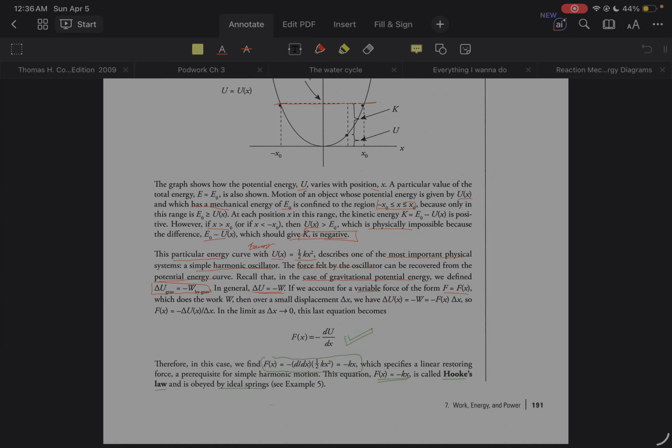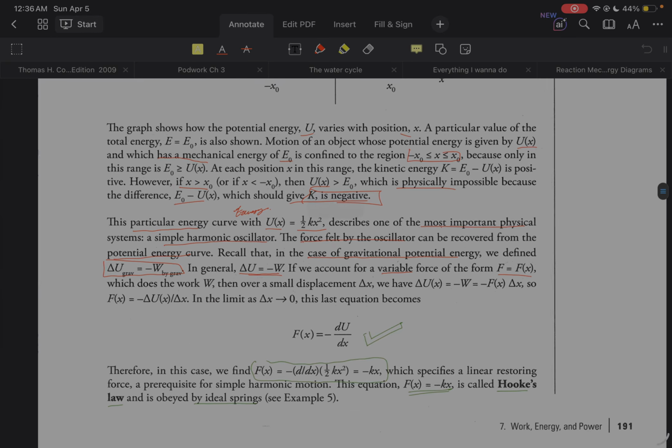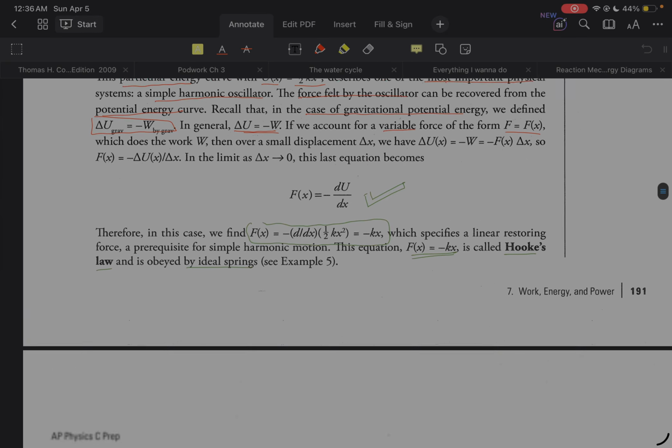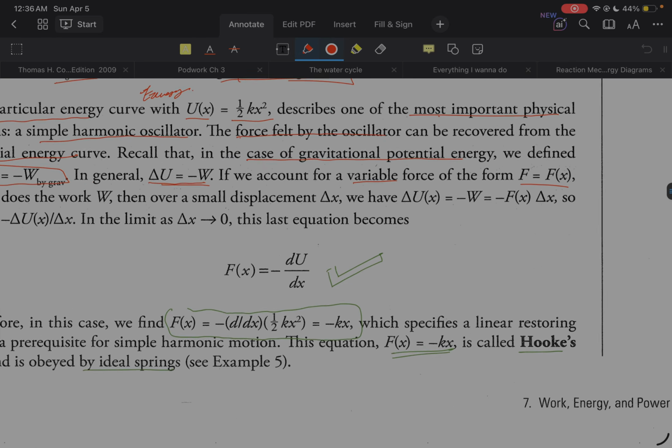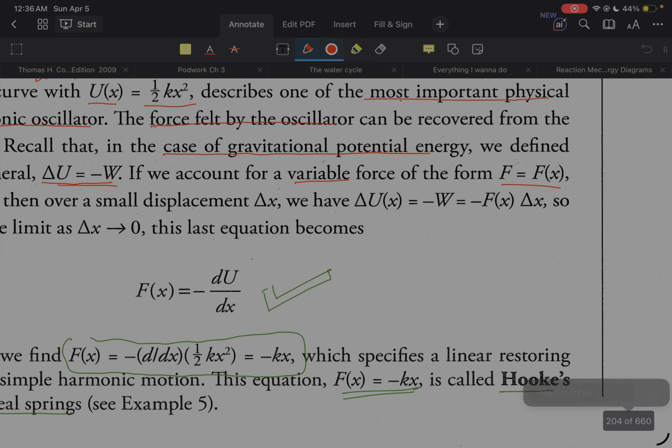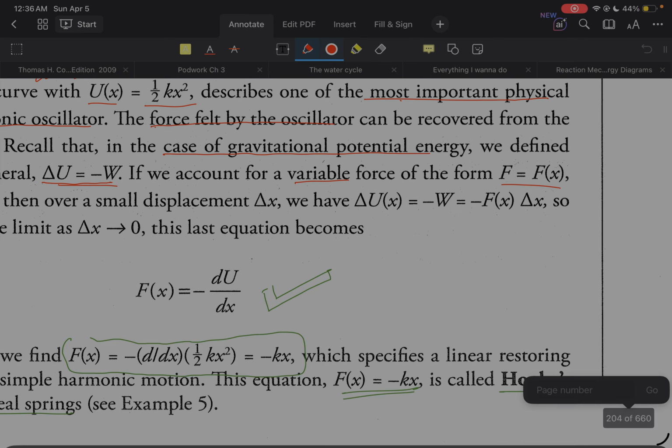Hey guys, let's dive right in. We are still talking about potential energy curves, and specifically in this case, we know that force is equal to the negative change of potential energy over the instantaneous change in position. And how do we know this?